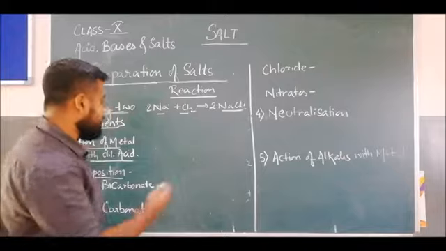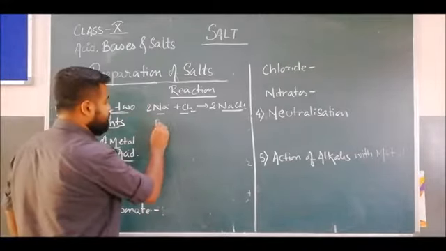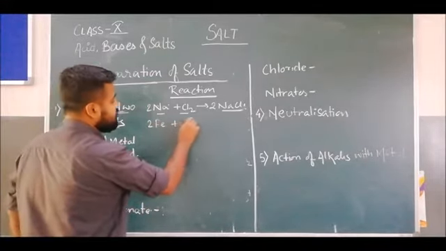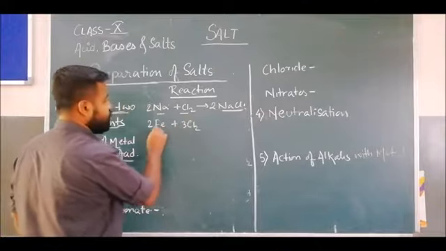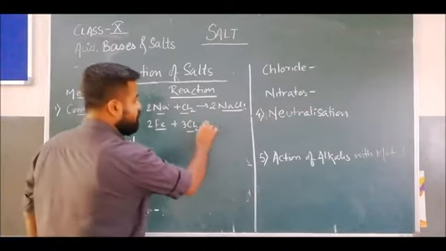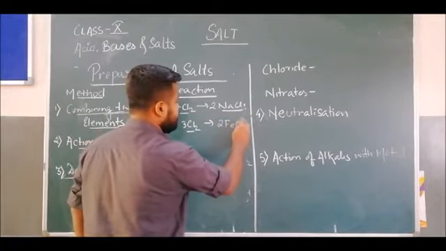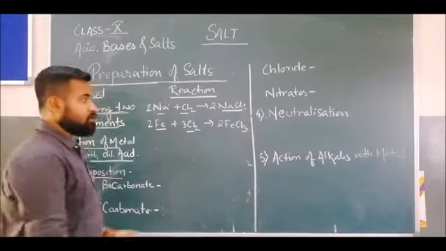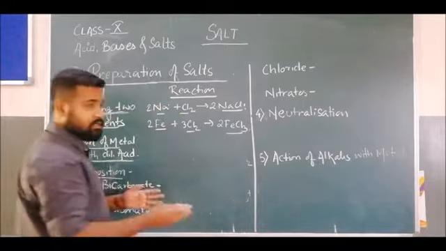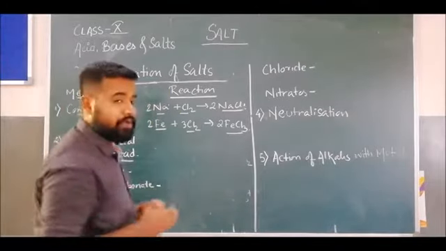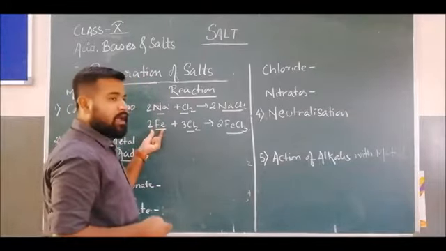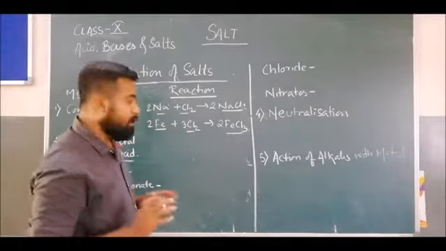Another example: if we take Fe plus Cl2, two elements Fe and Cl2, when they are combined they give FeCl3. So this is another salt. Here this FeCl3 salt is obtained by the reaction of the iron element and the chlorine element.